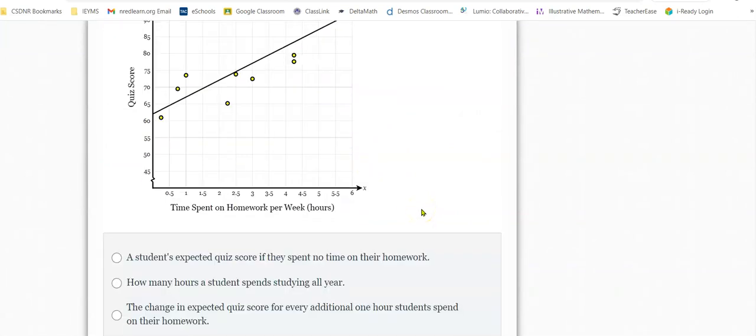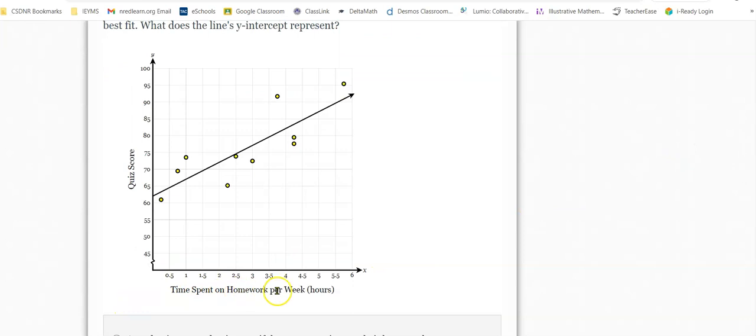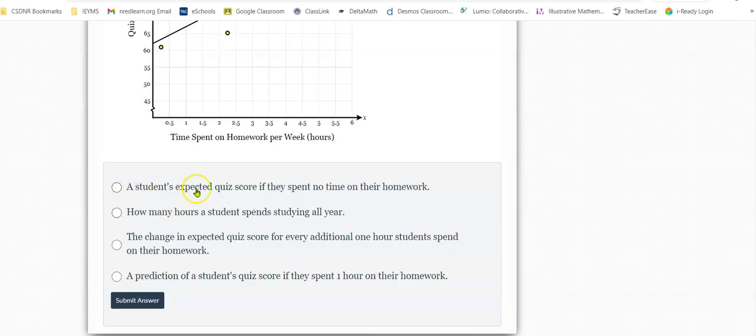All right. In this one, we're talking about quiz scores and time spent on homework. After I read the story, I read the question. What does the line's y-intercept represent? A y-intercept is an initial value. So I can see here that the initial value, or the initial time spent on homework, is 0 hours. So 0 hours would give you about a 62.5, right? The initial value. So is that a student's expected quiz score if they spent no time on their homework?